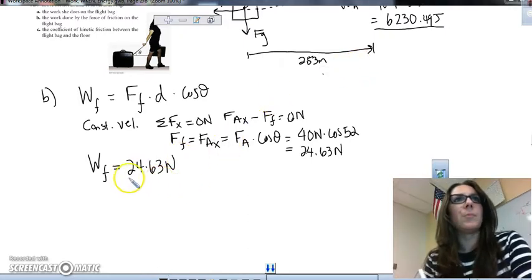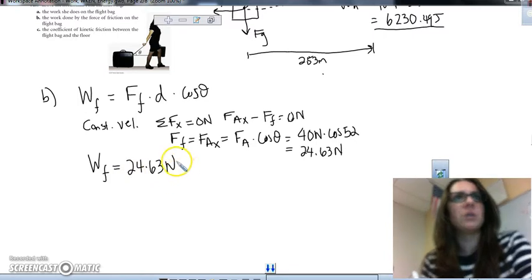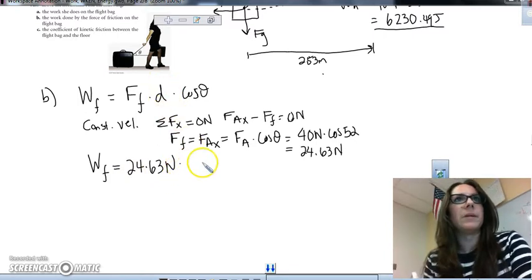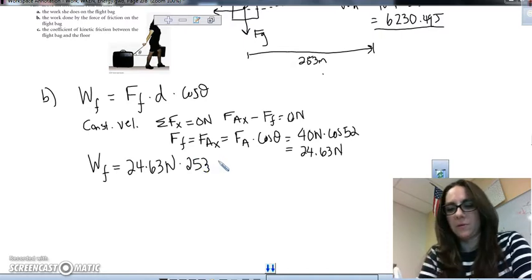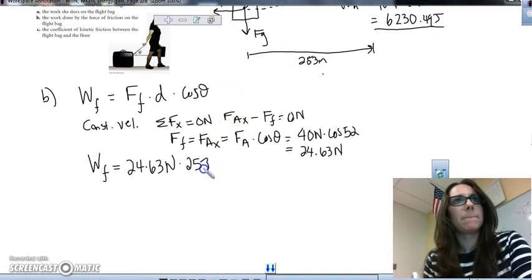Okay, so we found the force of friction. Great. Now we're going to multiply by the distance, the 23 meters, times cosine of our angle.